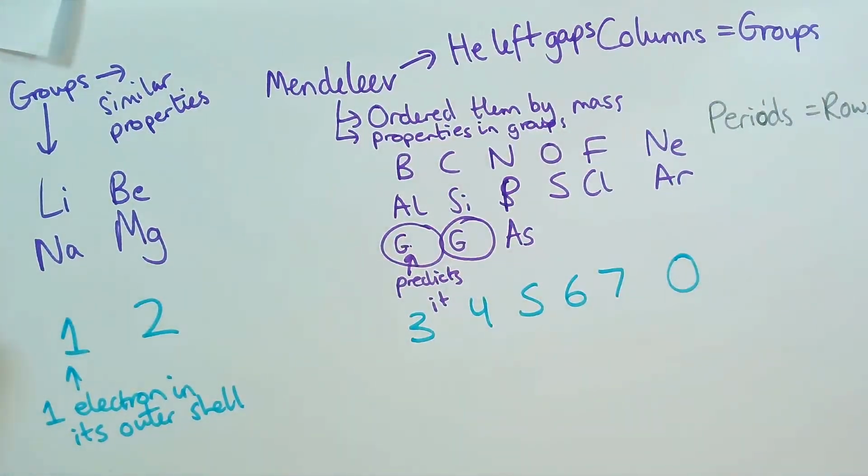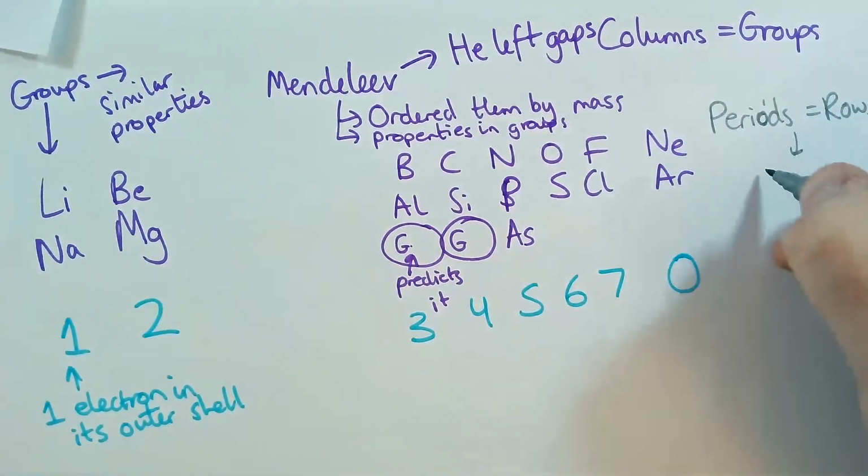All right. So the groups have similar properties. Why do they have similar properties? Because of the electrons in the outer shell. The rows, the periods, how does that translate? That's how many shells they've got.